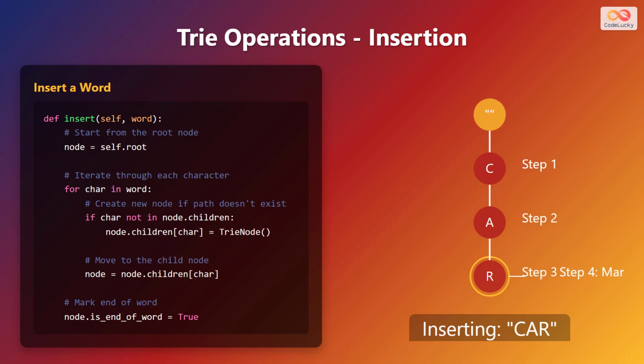Let's consider an example. We want to insert the word "car". First, we start with the root node. Then insert character C. After that, A and finally R. Mark R as the end of the word.